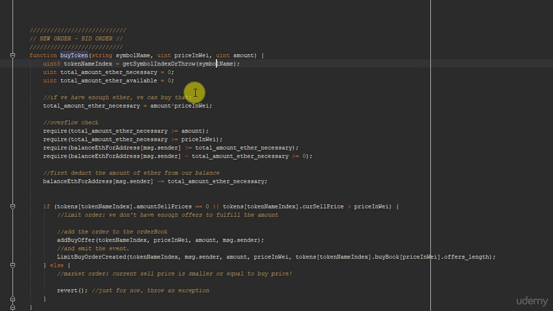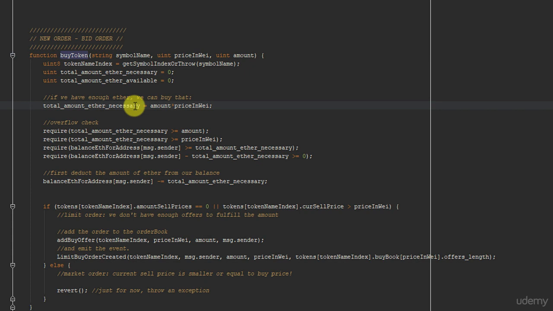And then I actually have to calculate how many Ether I have to have in my balance in order to create this buy order, because I have to deduct the Ether from the available trading balance. And I can do this by simply multiplying the amount times the price. So if I want to buy 200 tokens for a price of 500 Ether, then I have to put in 100,000 Ether. And what I get here is the total amount of Ether that is necessary in order to buy those tokens.